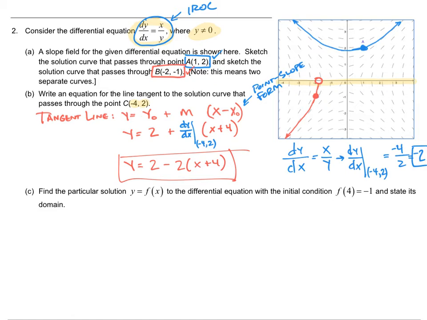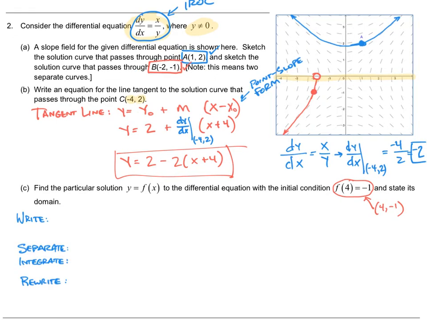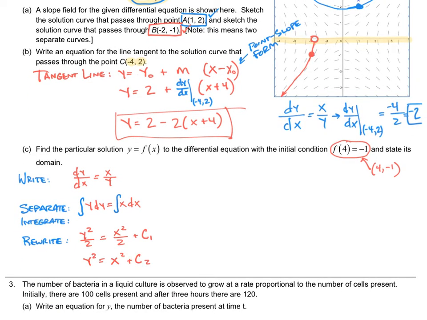Okay, let's move on to part C. Part C says find the particular solution y equals f of x to the differential equation with the initial condition f of 4 equals -1. Remember, that means we have the point 4, -1, and state its domain. So let's do this. Here's our general solution.